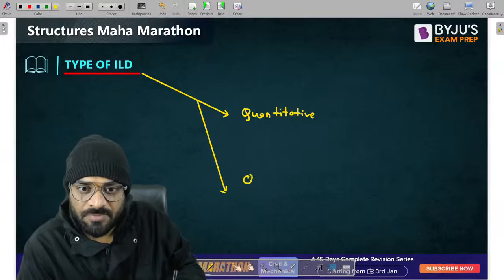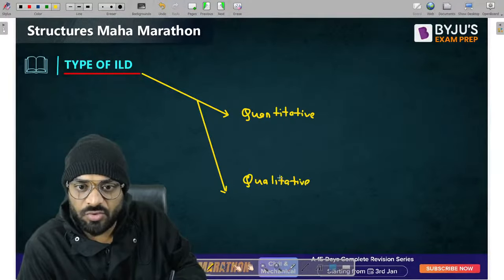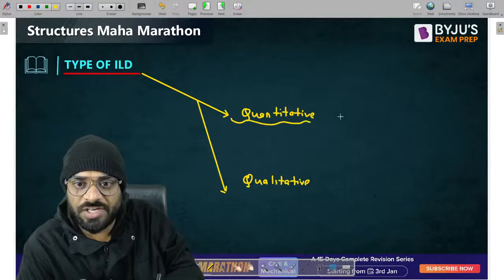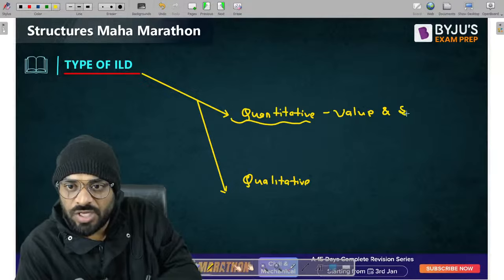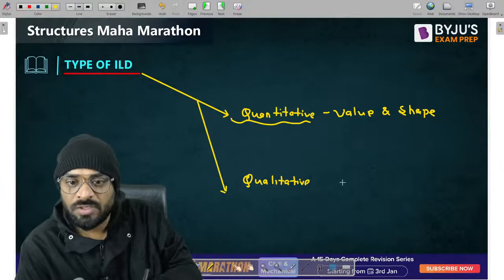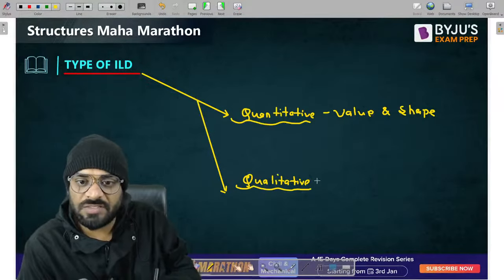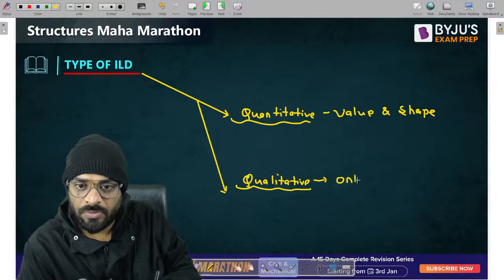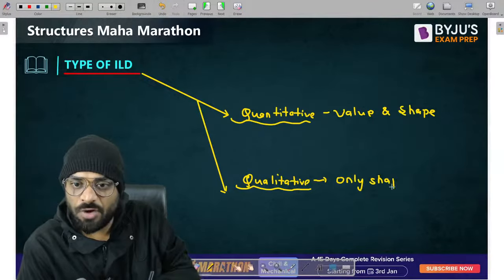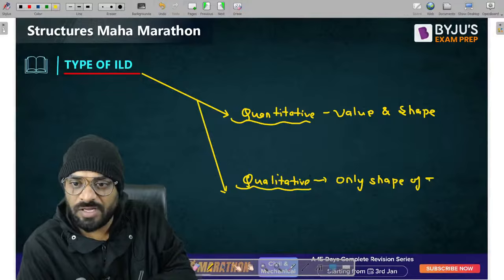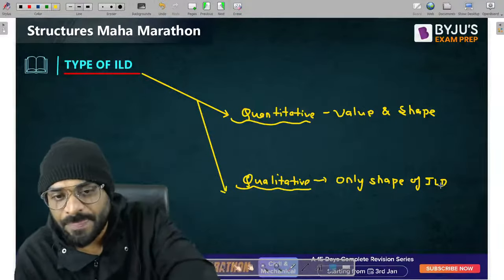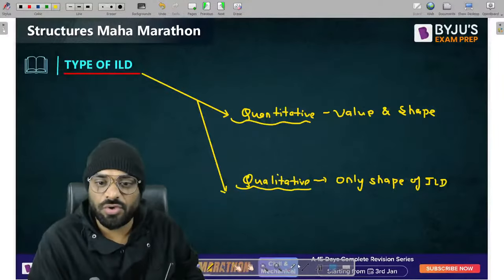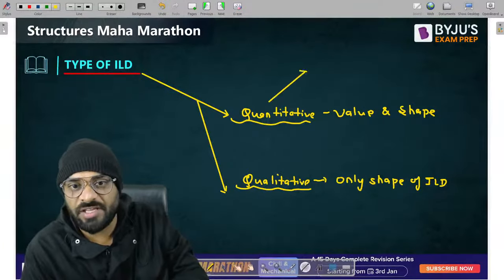Quantitative ILD and second is qualitative ILD. What is quantitative? In which value and shape both are known to us, right? Qualitative ILD means only shape of ILD, only shape of ILD. That is qualitative, correct?